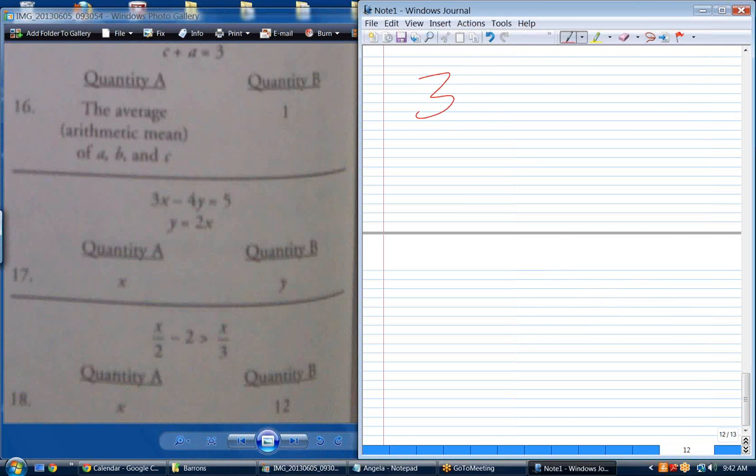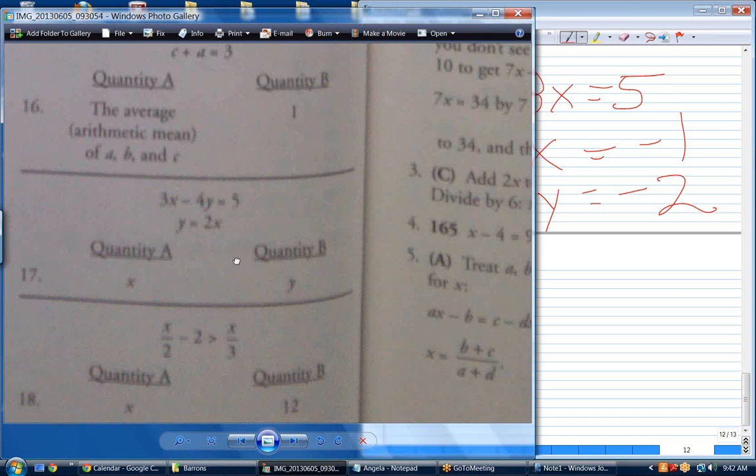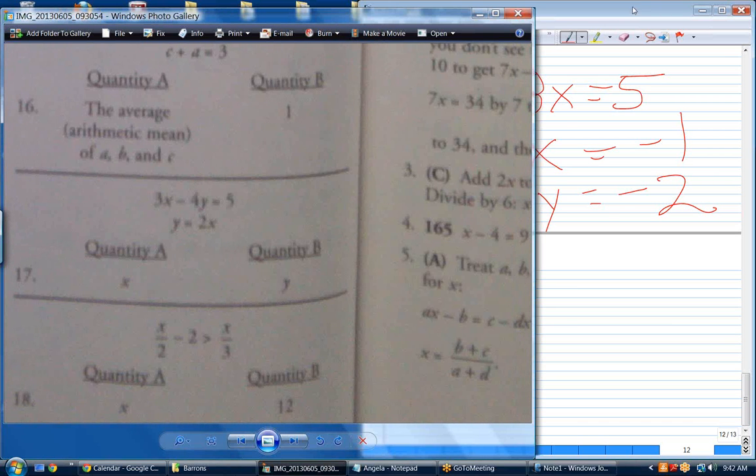On that one, my first inclination would be to put 3x minus 4 and then multiplied by 2x equals 5. So that would be 3x minus 8x. So x equals minus 1. What does y equal? Negative 2. So which one's bigger? A. Okay. 18.